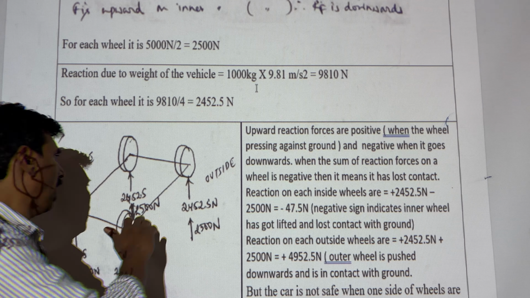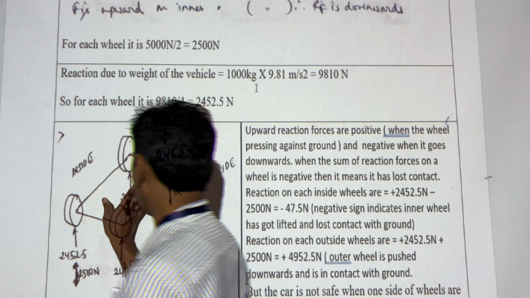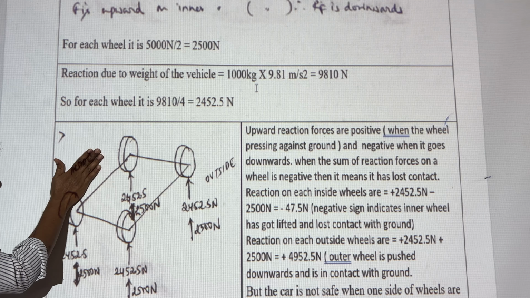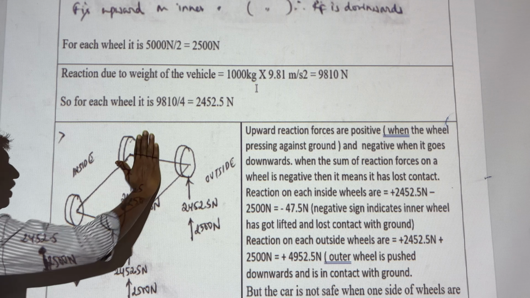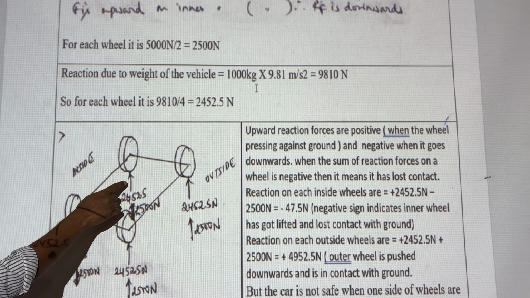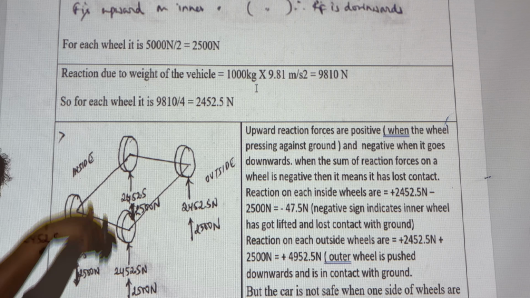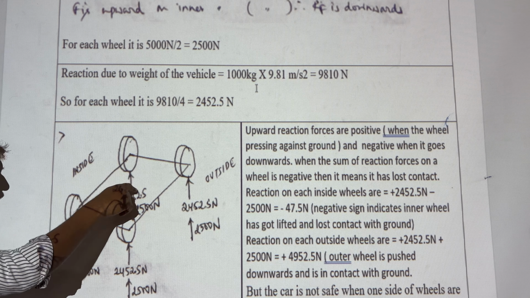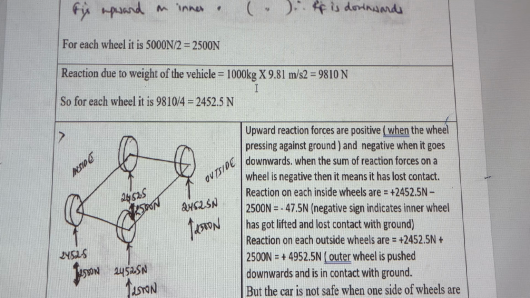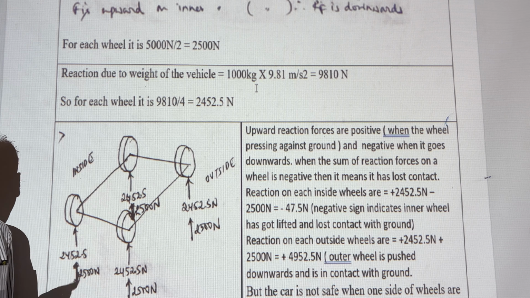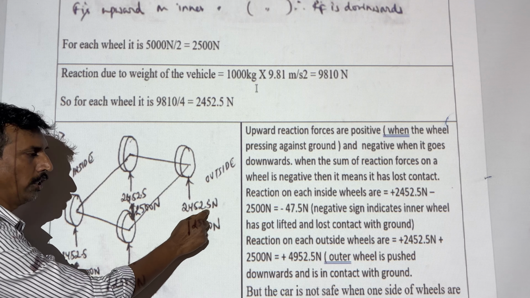Now imagine this car is taking a turn to the left side. The car is here, it is the inside and it is the outside. The inside wheels will lift and the outside wheel will get pressed downwards, because of the weight of the vehicle, which is 1000 kg. Each wheel is 250 kg, and 250 kg into 9.81 is 2452.5.